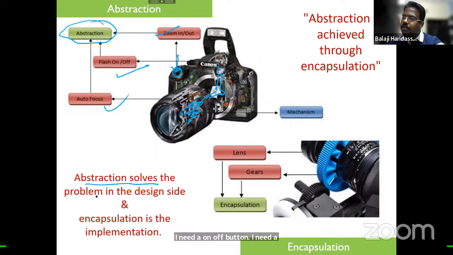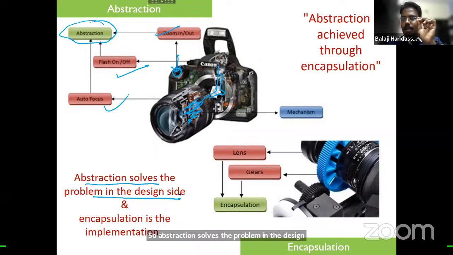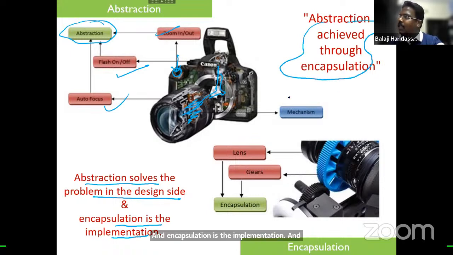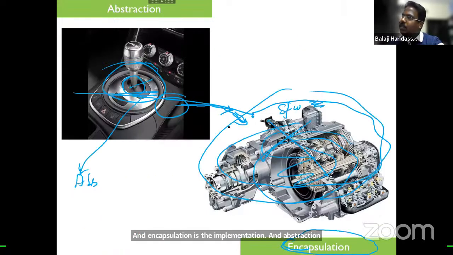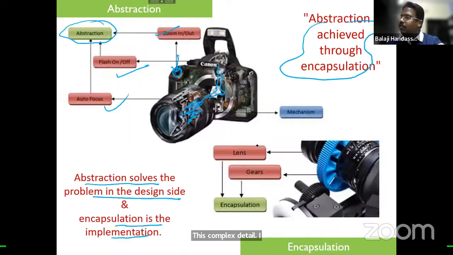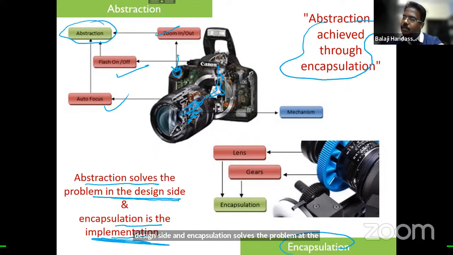So abstraction solves the problem on the design side. Why? I'm trying to make the design very simple for people. And encapsulation is the implementation. And abstraction is achieved through encapsulation. Without hiding this complex detail, I cannot achieve abstraction. So you can see here, abstraction solves the problem at the design side and encapsulation solves the problem at the implementation. Is it clear? Is it confusing? Any doubts?